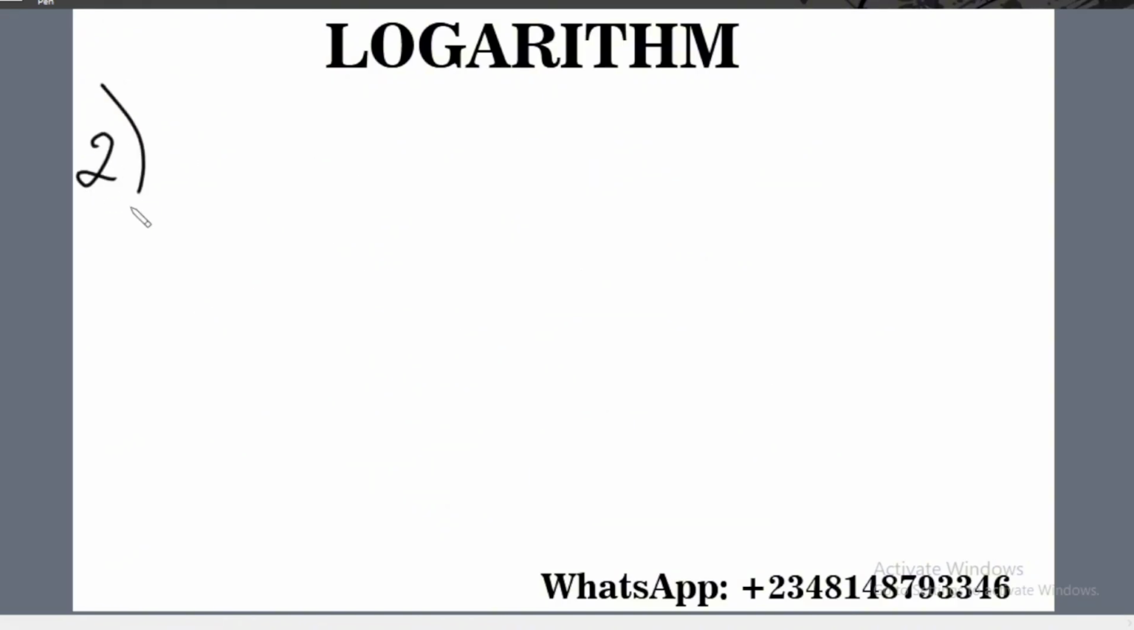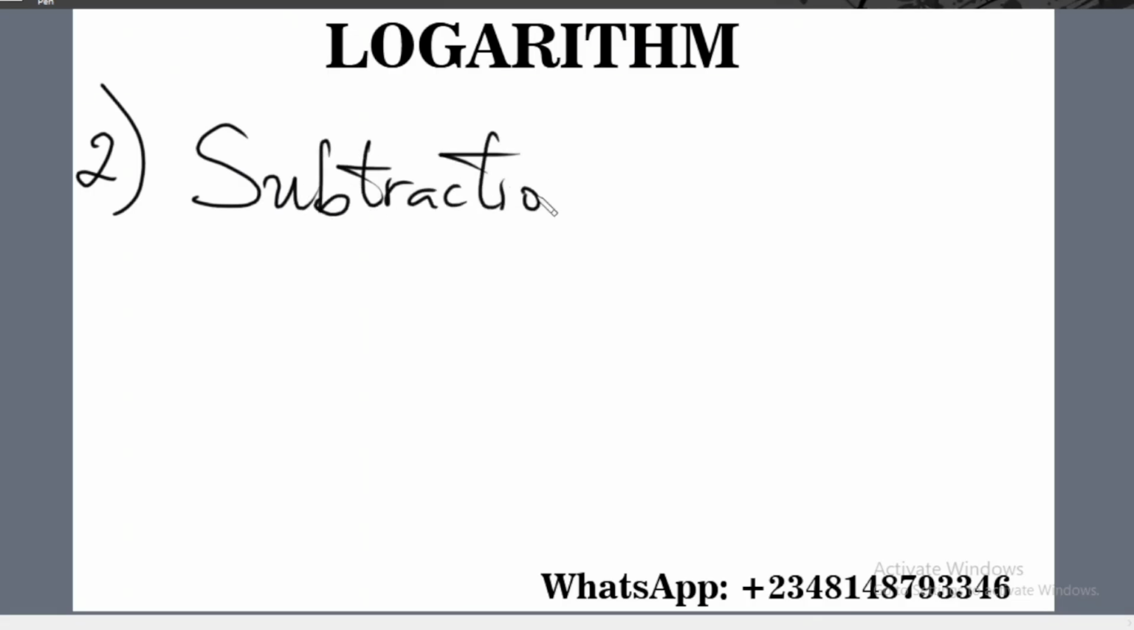Now let's look at the second law, which is the subtraction law. In this law, if you subtract the logarithm of two numbers with the same base, simply divide the numbers and then take the logarithm of the result.